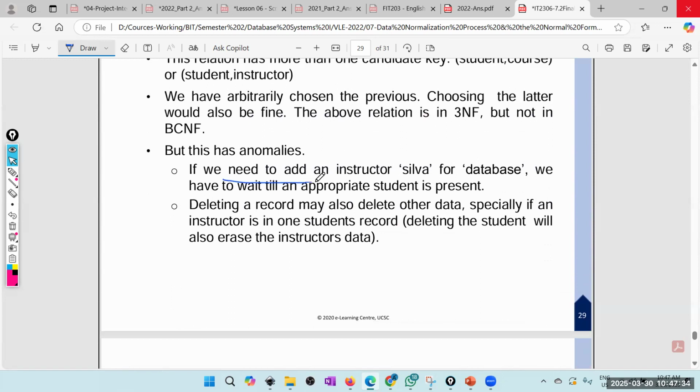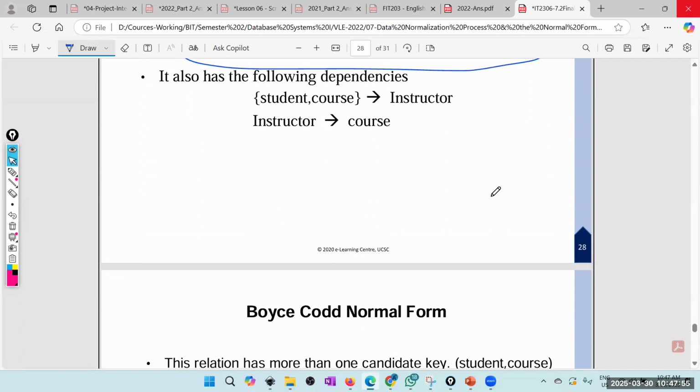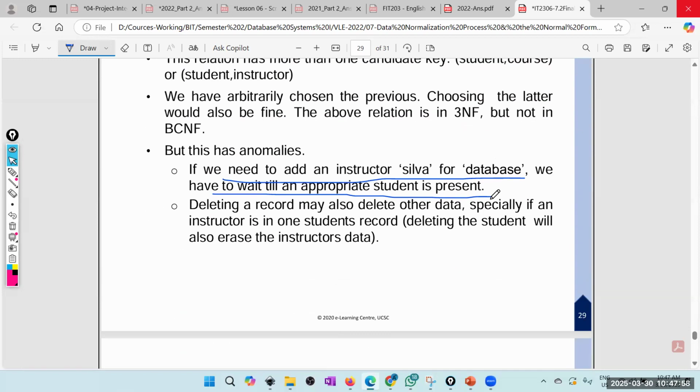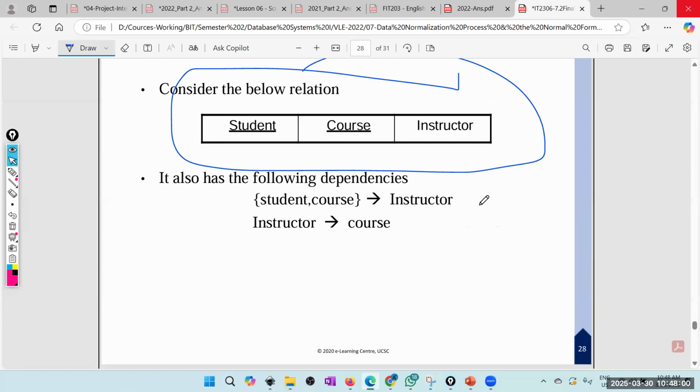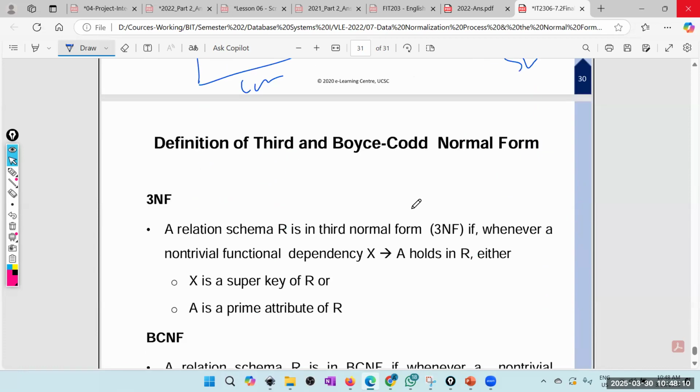You can see if we need to add an instructor Silva for database, we have to wait till an appropriate student is present. Unless there's a student assigned to the instructor, you can't add details about the instructor. That is the problem here. But in reality, there can be instructors who are not assigned to the students, but we need to keep that. Problem is very clear, but the solution depends on how you relate instructor to other tables. So that is why there are different possible solutions.